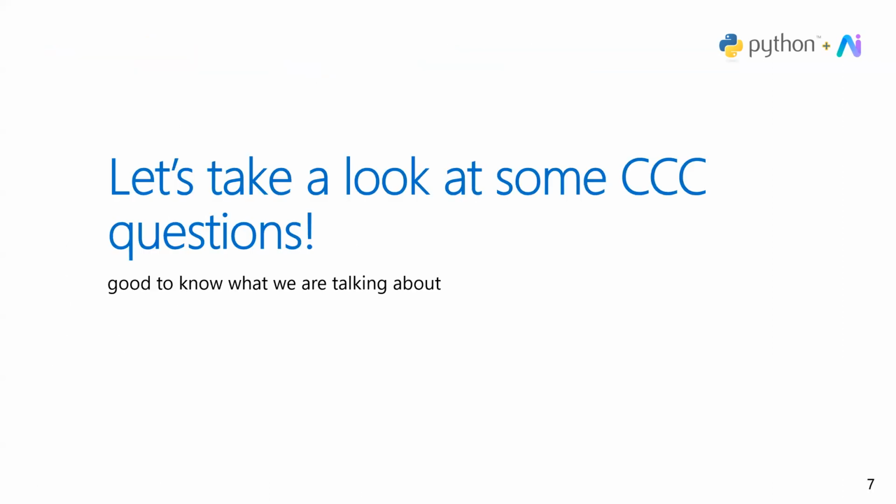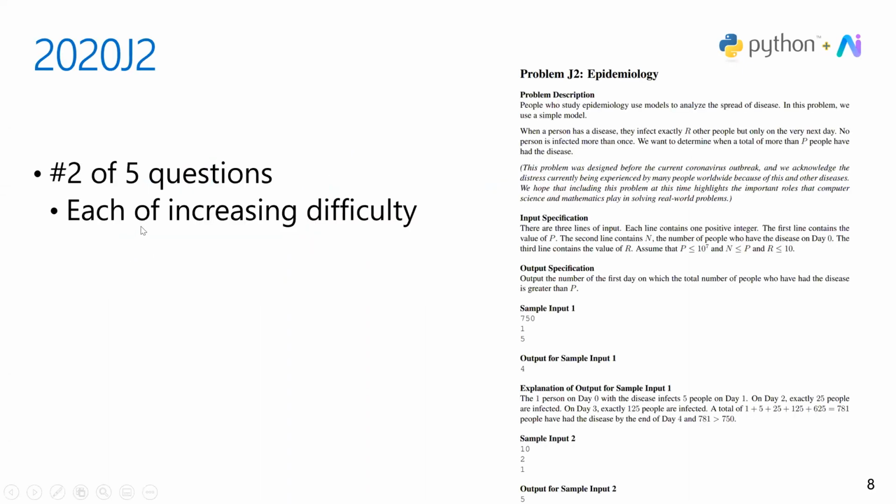I'm going to take you on a quick look at a CCC question, probably 2 CCC questions, just so you know what we're talking about. What are we getting ourselves into? So this is Junior 2 of some year's CCC. Note that the questions are of increasing difficulty. This particular question was, I believe, given in the year 2020, Junior 2. We use this kind of short form to reference it.